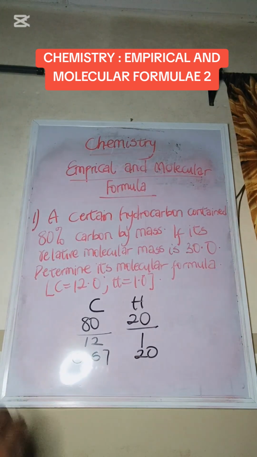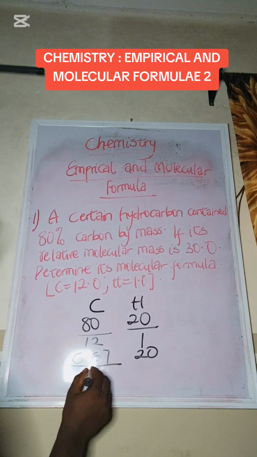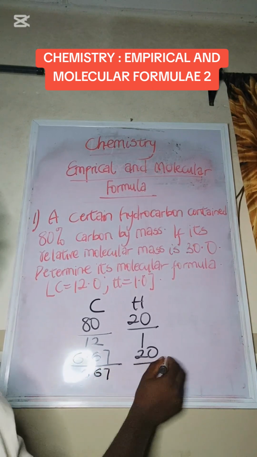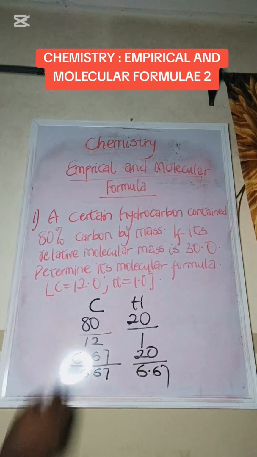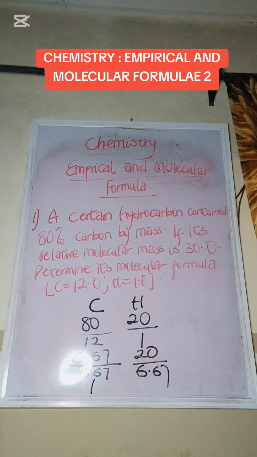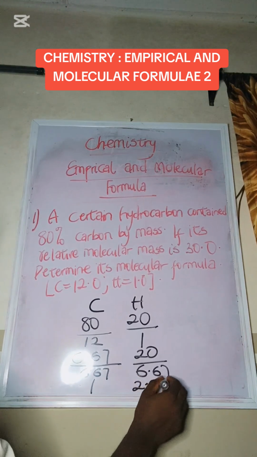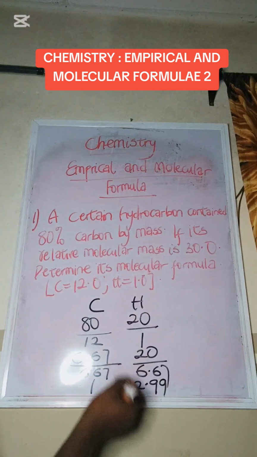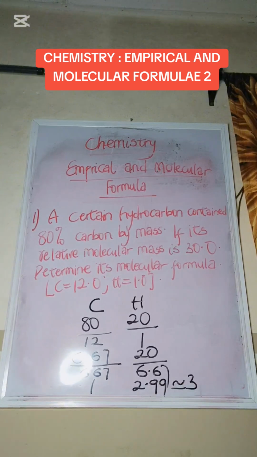So we are going to use the smallest to divide. So the smallest, this is what? 6.67. So 6.67 divided by 6.67 is 1. Then 20 divided by 6.67 is 2.99, which can be approximated to be what? 3. So we have that carbon is 1, hydrogen is 3.